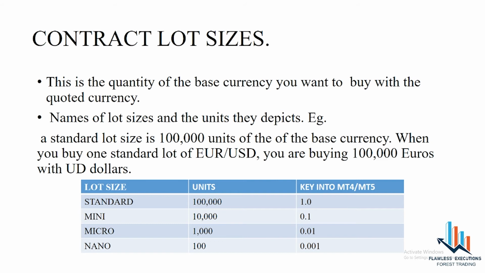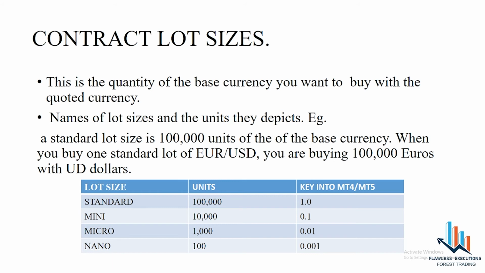So let's say you want to buy 200,000 euros using the dollar. In the forex trading app, the MT4 or MT5, to buy 200,000 euros using the dollar, you're going to type in 2 or 2.0. So one contract lot size means you are buying 100,000 euros using US dollars, as stated. It's an example on your screen.